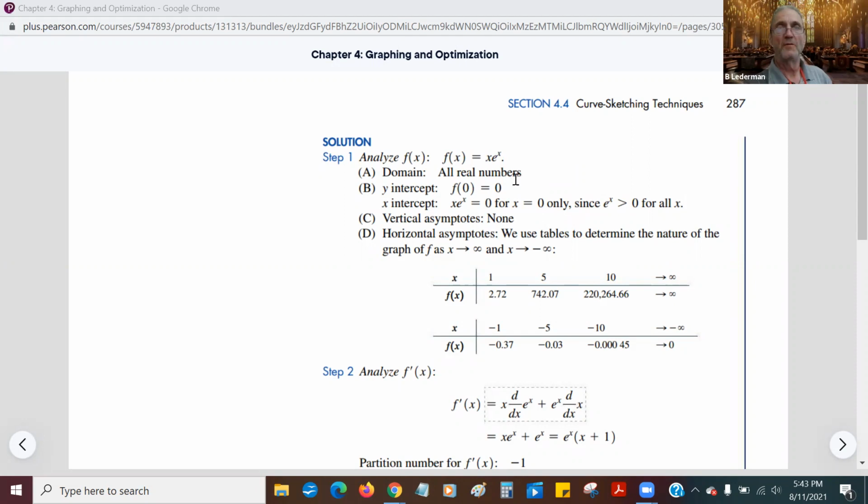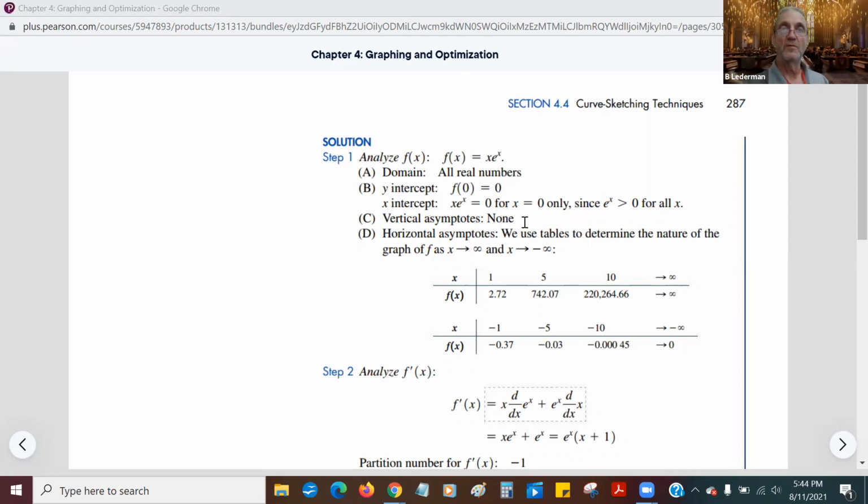Excuse me, I'm sorry, that's the x-intercept, 0. And the y-intercept is, if I plug 0 into this, I get 0. So the x-intercept and the y-intercept really wind up being the same point. It's just the origin. There's really just one intercept here, the origin, which happens to intersect both axes.